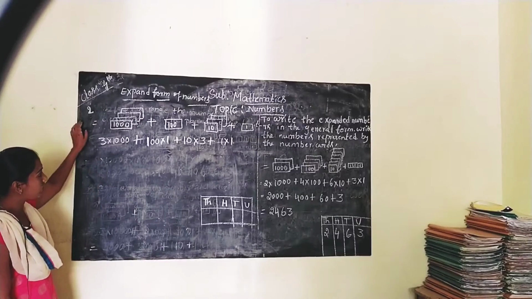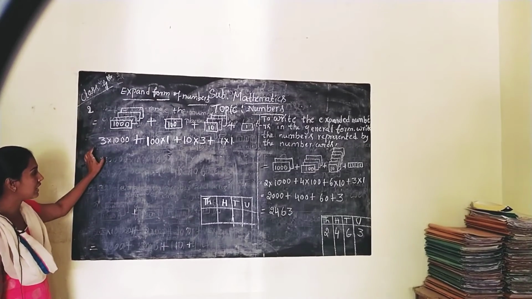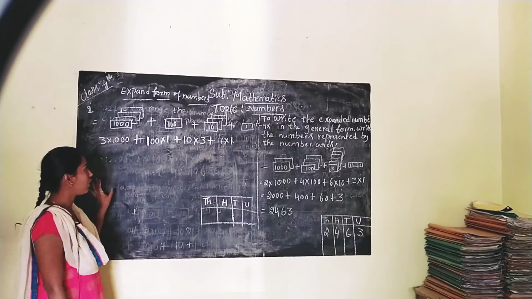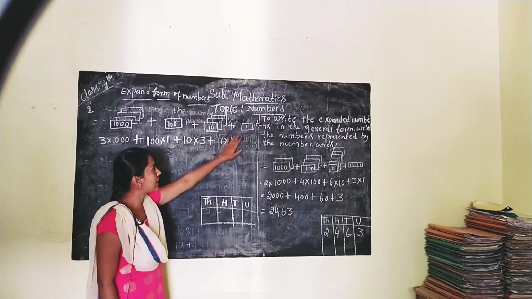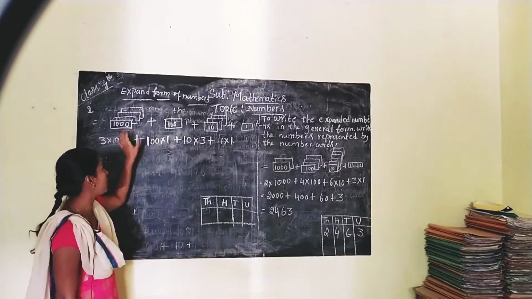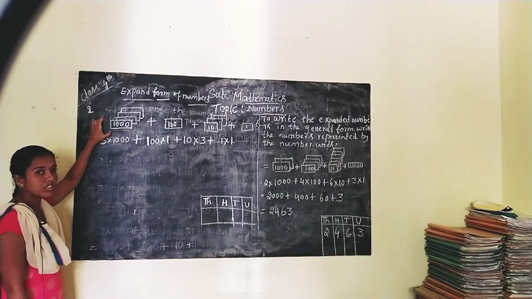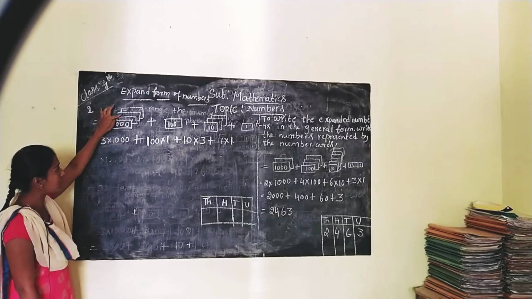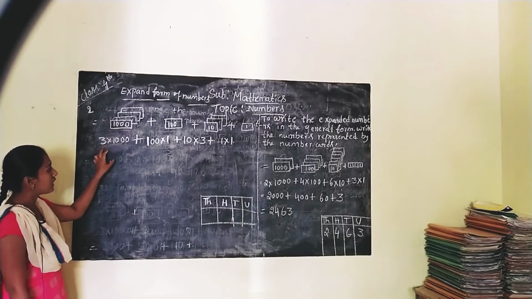Children, one more example. This is an expanded form. We have to write general form. Okay. This is an unit place. This is an tens place. This is an 100 place. This is an 1000 place. How many cards are there? 1000 place: 1, 2, 3. 3 cards are there. 3 into 1000.